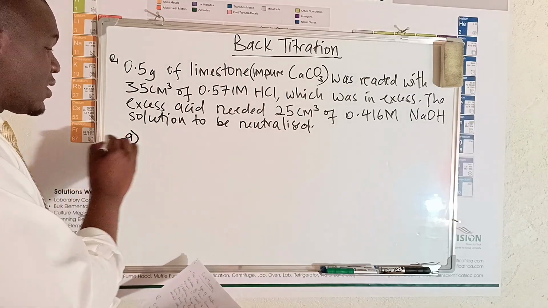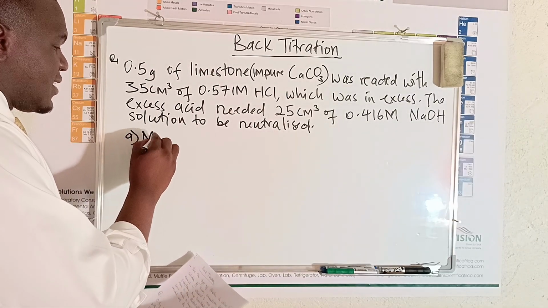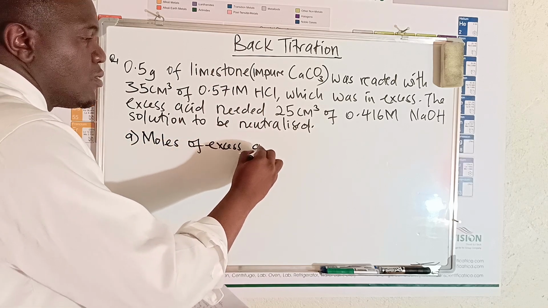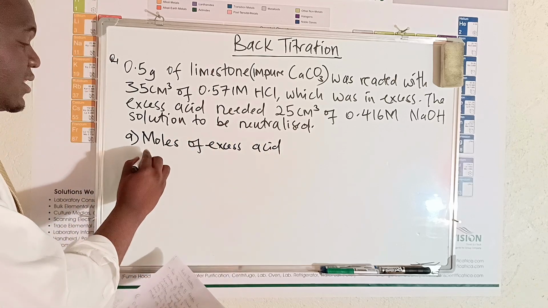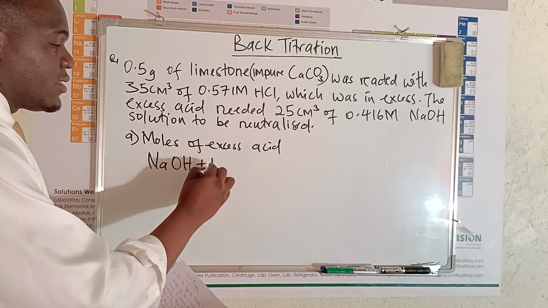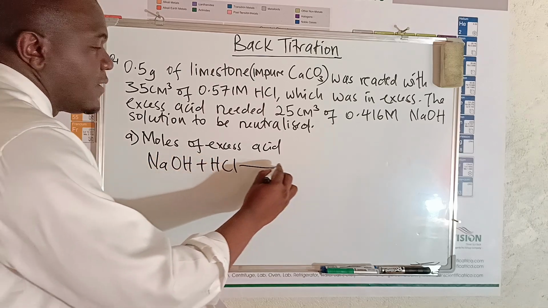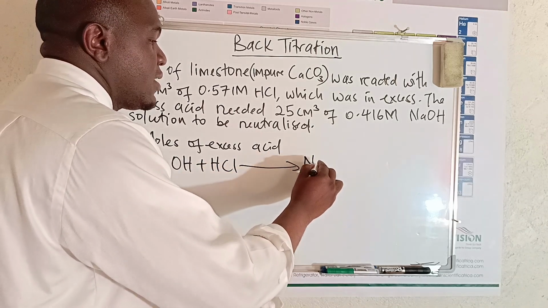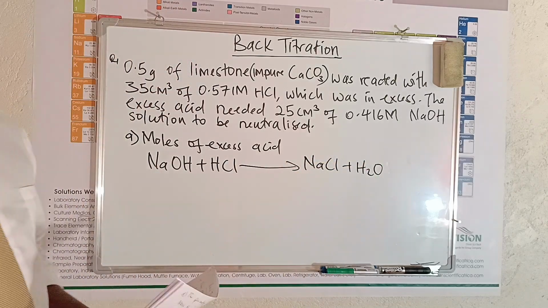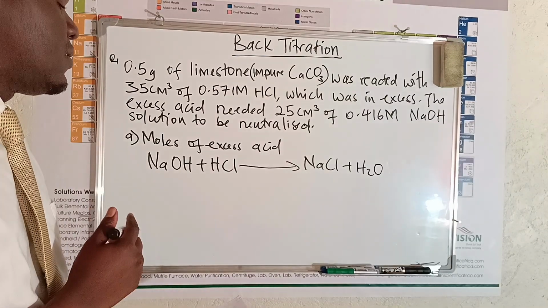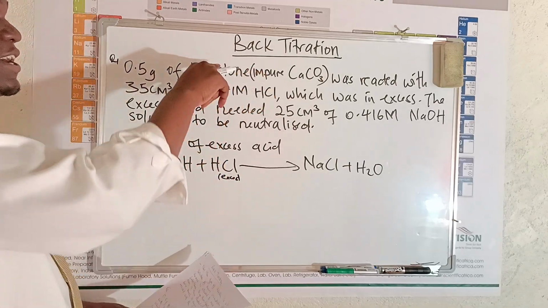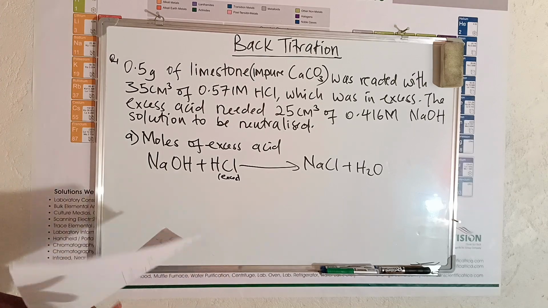That is question number 1, moles of excess acid. We write the equation between sodium hydroxide reacting with the excess HCl, and that gives sodium chloride plus water. This equation is balanced as it is, and we need to indicate that this HCl was the excess. This is the acid that was left after some had reacted with the carbonate in the limestone.